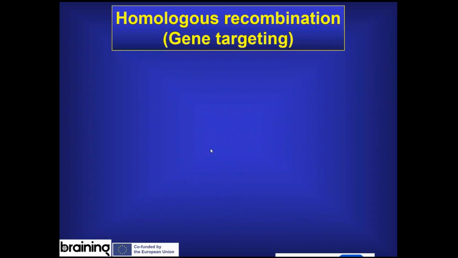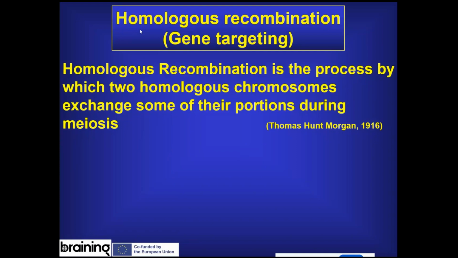Okay. Now, we said how we can make transgenic mice that express something more with respect to their own genes. But what if we want to study the function of genes that are already there in mice? We can do what we call gene targeting, which is the fancy name for a very physiological process called homologous recombination. Homologous recombination is the process by which two homologous chromosomes can exchange some of their portions during meiosis. You know, meiosis is the process that happens for gamete formation.